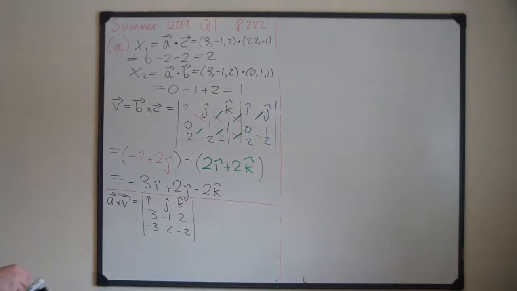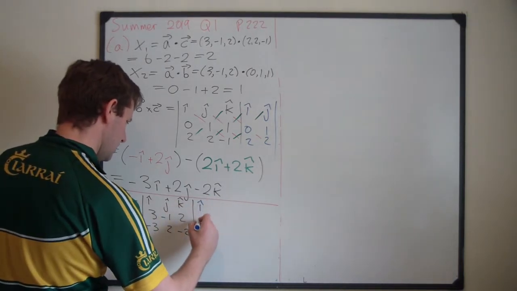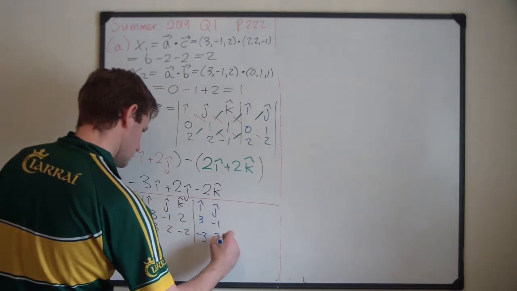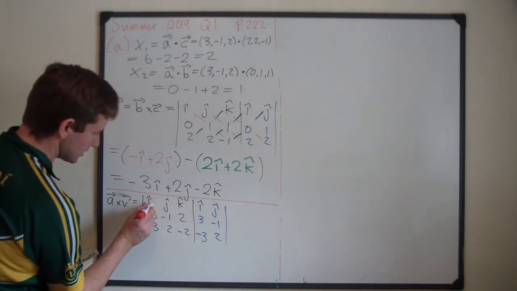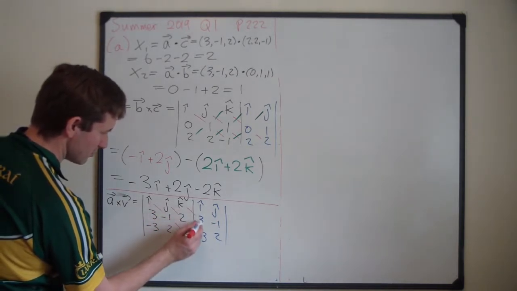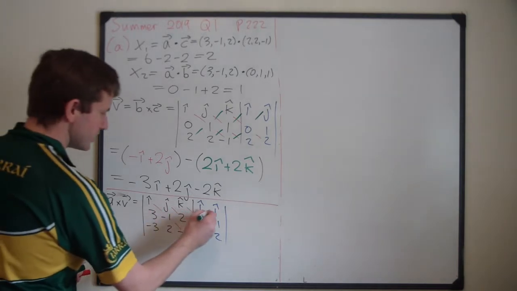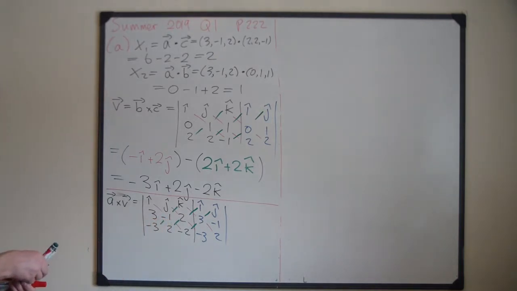As before, we write the first two columns again. i, 3, minus 3. j, minus 1, 2. And we do the right hand diagonals minus left hand diagonals. So that by that by that, that by that by that, that by that by that. That's the right hand diagonals. Take away left hand diagonals: j by 3 by minus 2, i by 2 by 2, k by minus 1 by minus 3.